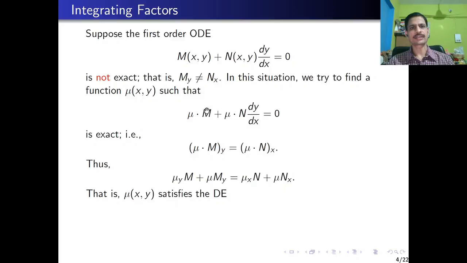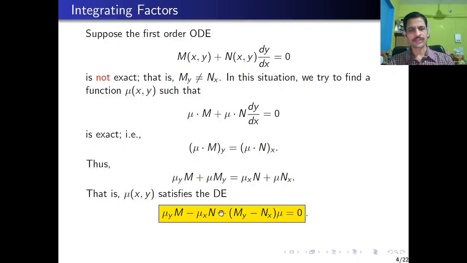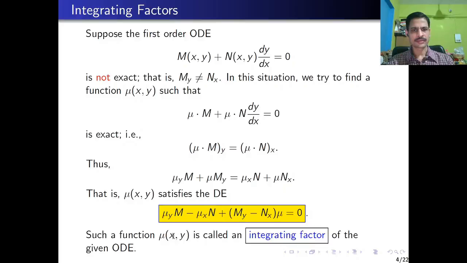So mu, which is an integrating factor for this ODE, should satisfy the differential equation which you obtain by rearranging these terms. Namely, we bring the mu_y and mu_x on this side, so it is mu_y M minus mu_x N plus (M_y minus N_x) times mu is equal to 0. So we get this differential equation. As I mentioned before, such a function mu is called the integrating factor for the given ordinary differential equation.